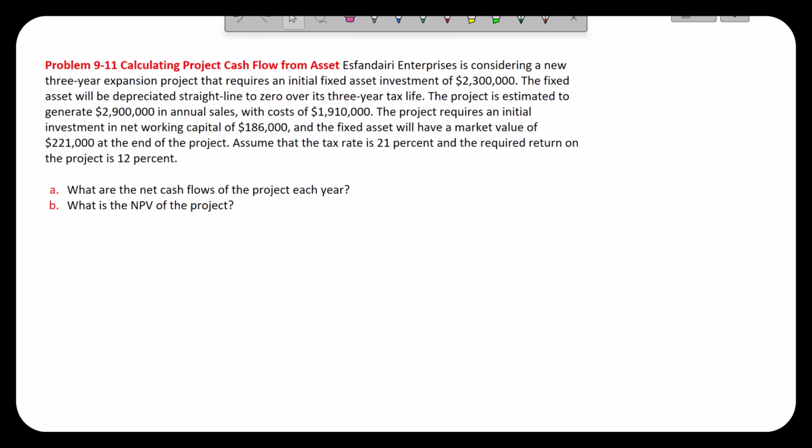The firm is considering a new 3-year expansion project that requires an initial fixed asset investment of $2.3 million. The fixed asset will be depreciated straight line to zero over its 3-year tax life. Project is estimated to generate $2.9 million in annual sales with costs of $1.91 million. Project requires an initial investment in net working capital of $186,000, and the fixed assets will have a market value of $221,000 at the end of the project.